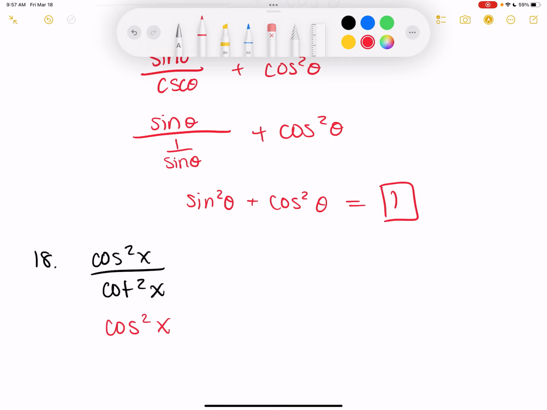Cosine. Okay, cosine squared. So I would prefer cotangent to be rewritten in terms of something that has to deal with cosine. Oh, so could we do cotangent equals cosine over sine? Okay, and because it was squared, it's going to be cosine squared x over sine squared x. I was making it way more complicated.